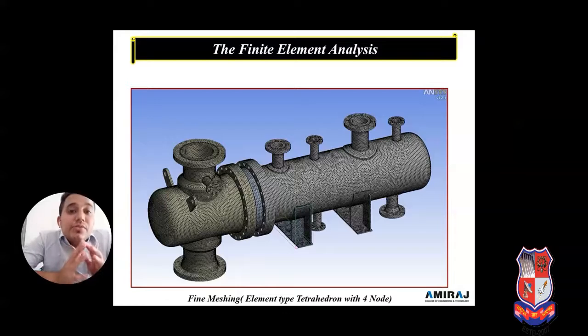This is the most important part of any analysis. Here we are doing meshing. What is meshing? Meshing means we divide each and every component into standard elements. Here the 3D model is there, and I am selecting tetrahedron meshing with 4 nodes, which means each small element has 4 nodes. You can observe a very fine mesh at any circle, any point, any plane surface.